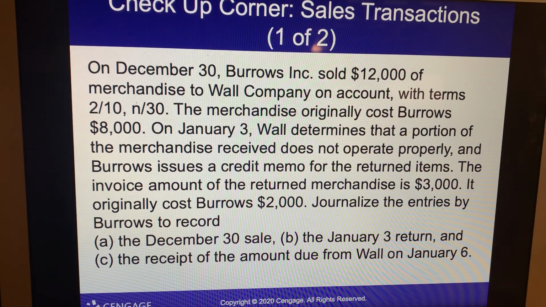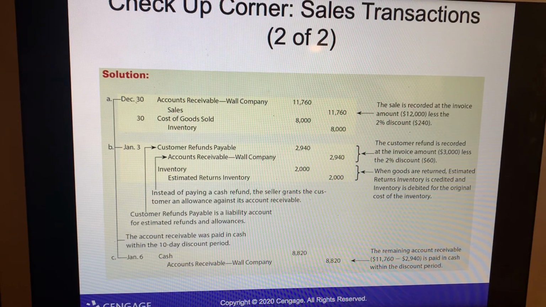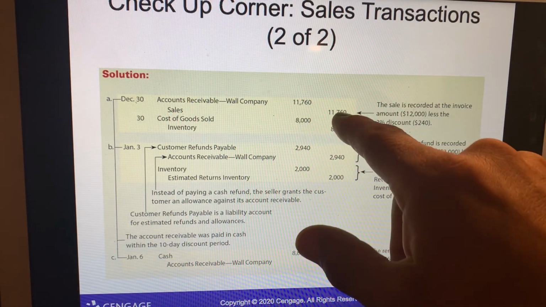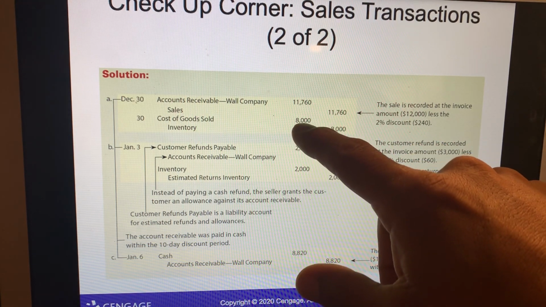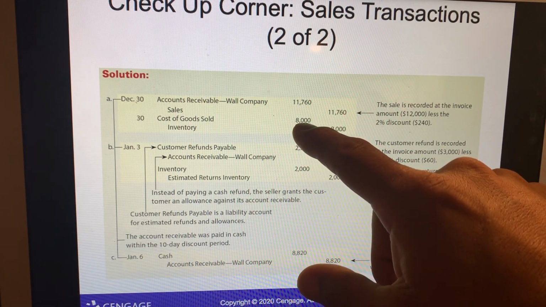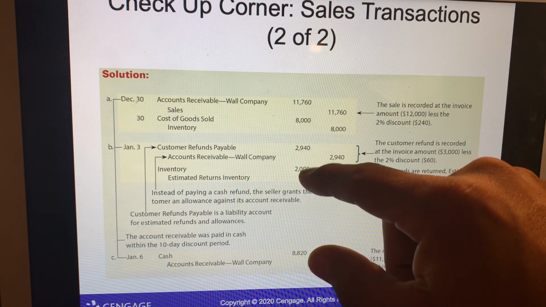So this is a checkup. These are transactions we're looking at. Accounts receivable $1,160, sales. So we sold some merchandise, and cost of goods, so we're doing this automatically. 8,000 COGS, inventory 8,000. So these are pulling off what we just sold.